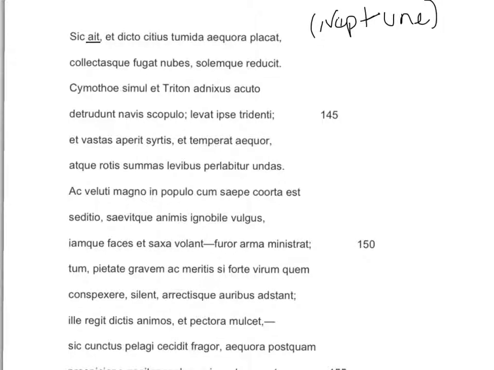Et dicto citius tumida aequora placat. Okay, this word dicto and this phrase dicto citius could throw off a less than skilled Latin student, but I bet you remember that dicto is an ablative noun here, and it's working as an ablative of comparison with the adverb citius. More quickly, that's what citius means, raises the expectation of an ablative of comparison. So whatever Neptune did, he did it more quickly than speech.